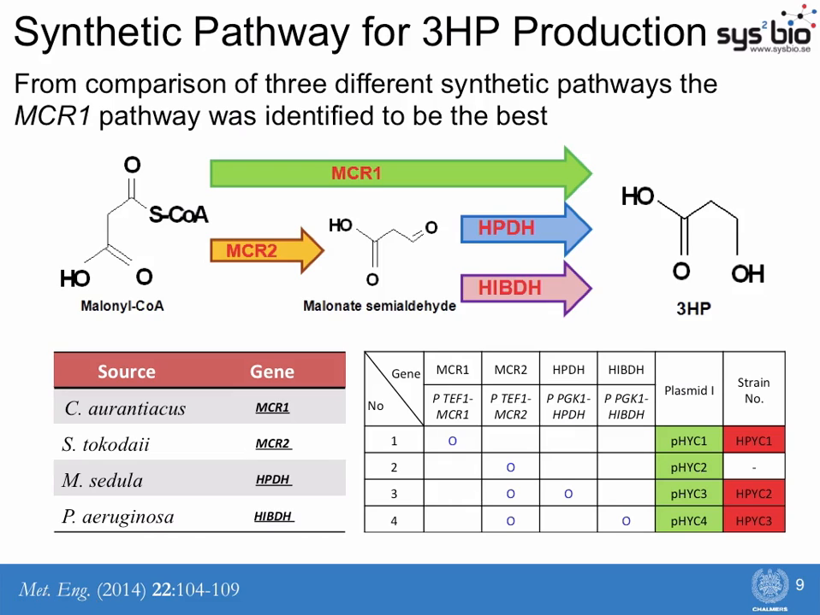Conversion of malonyl-CoA to 3-hydroxypropionic acid can happen either by a multifunctional enzyme, MCR1, or a 2-step pathway going via malonate semialdehyde. We evaluated first enzymes from different sources, either the one-step or the two-step route, and saw which ones were most effective, and MCR1 turned out to be a quite efficient enzyme in taking malonyl-CoA to 3-hydroxypropionic acid. Just by simply expressing this single enzyme, we can produce about 100 milligrams per liter of 3-HP in a standard yeast fermentation from 20 grams per liter glucose.